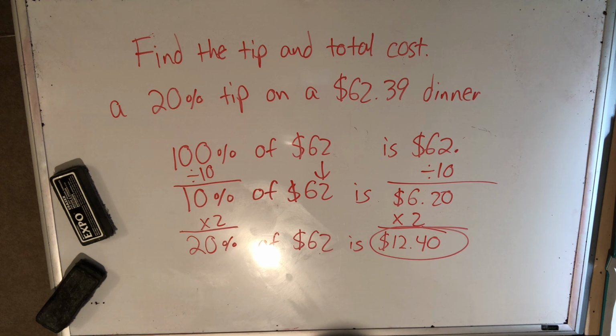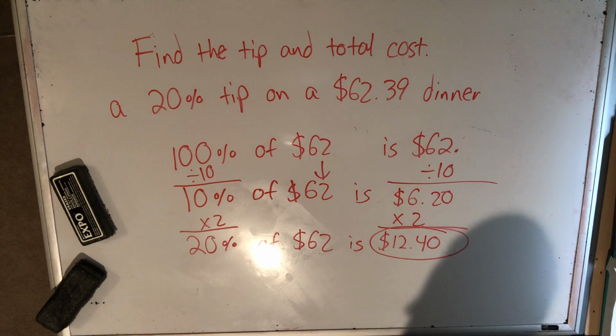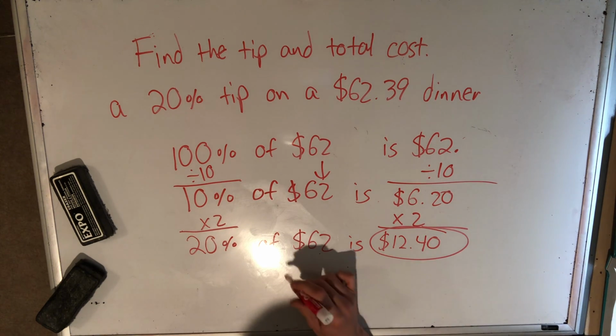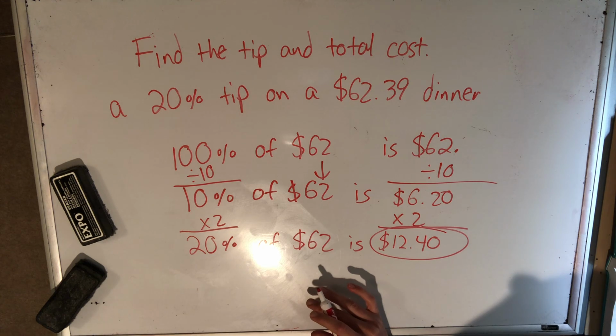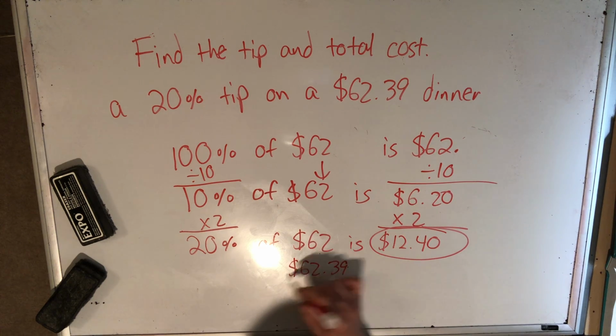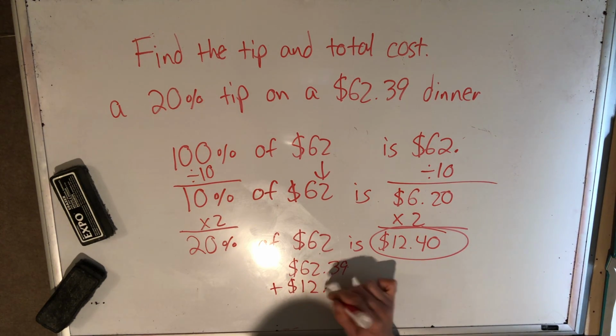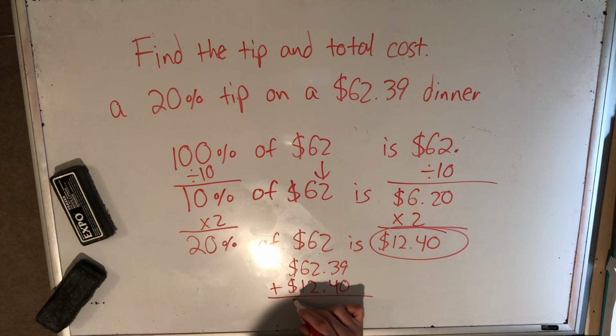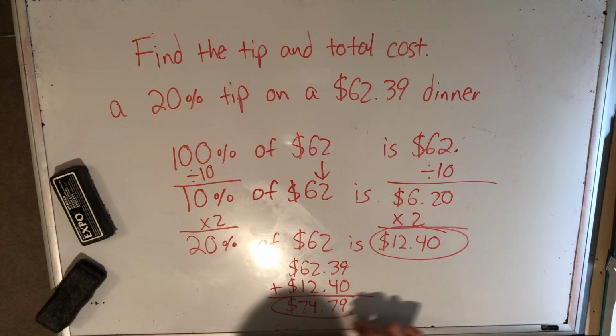So for tips, you can estimate. We could have also done 20 over 100 times 62.39, or 0.20 or 0.2 times 62.39, but this is how you can estimate in your head. And then to find the total cost of the dinner, you need to do $62.39 plus a $12.40 tip, which gives you $74.79 for the total bill.